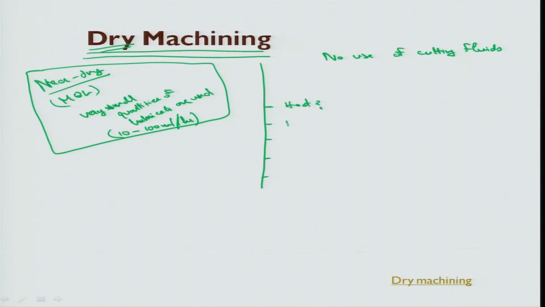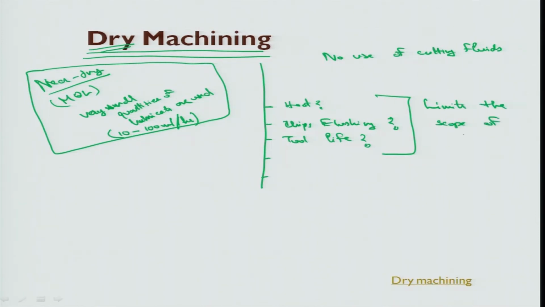Then chips flushing, how would this happen? Then tool life, what about my tool life? If the tool is heated too much during machining, how do we work on that? So all this limits the scope of dry machining.